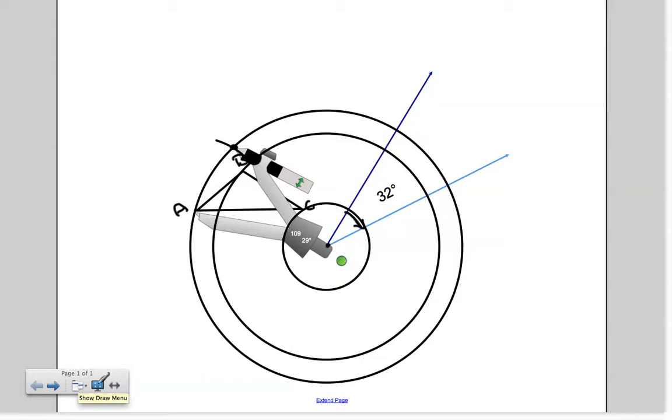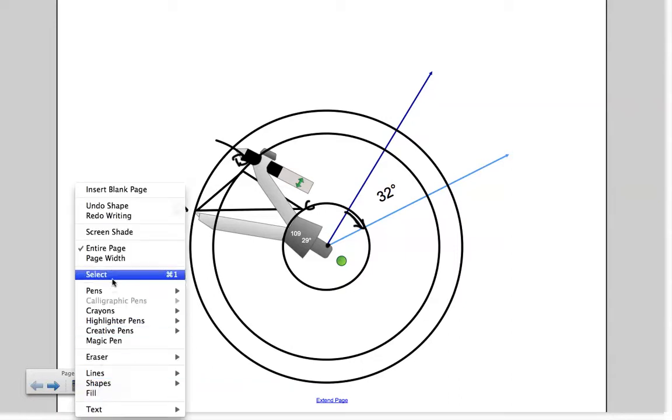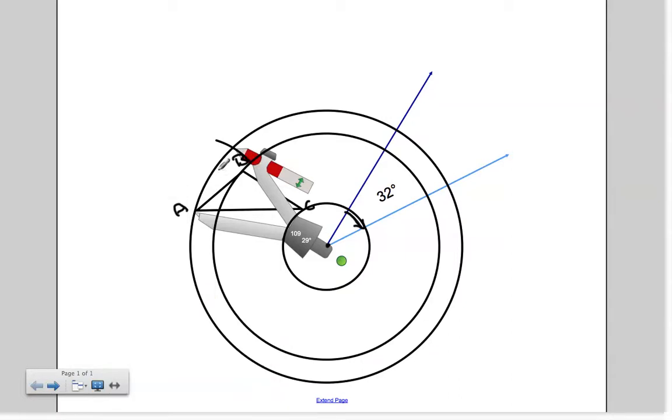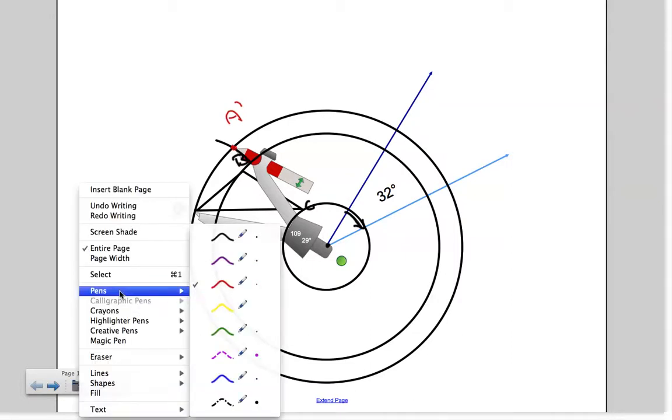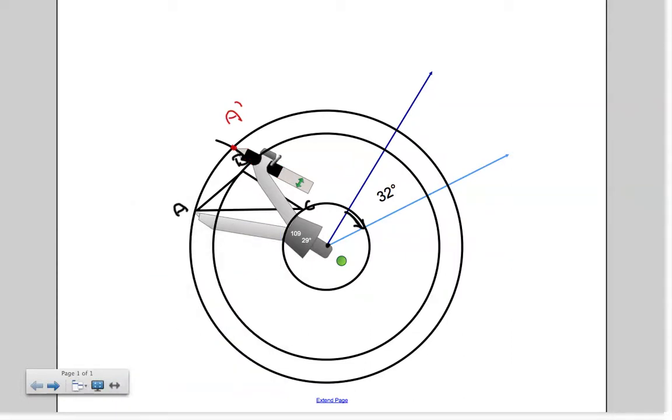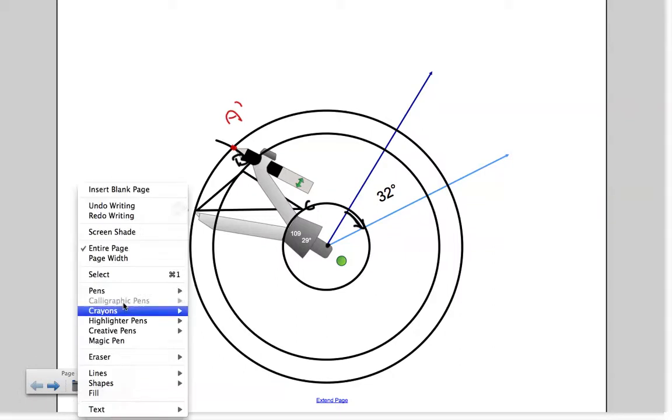So actually let's do that in a different color so it's a little easier to see. So this spot is now A prime. Okay, so we've got A prime taken care of. Now we need to go and do the same thing for B, same thing that we did before.